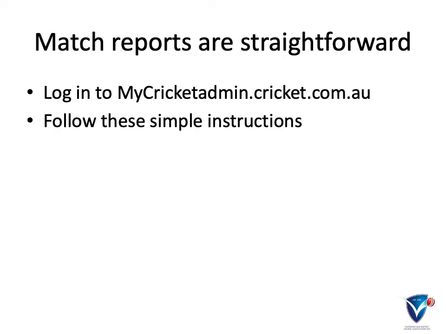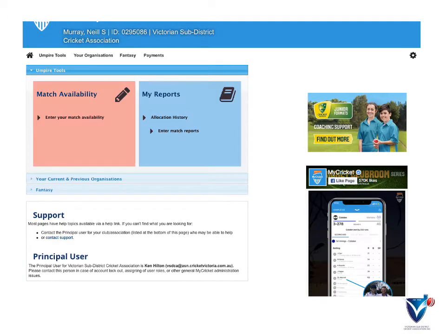It's very straightforward with just one proviso, that the place you locate the match report is at mycricketadmin.cricket.com.au. Sometimes umpires call and they've logged on to mycricket.com.au and they can't see where to put their reports in. That's not the site. The site you need to be on is mycricketadmin.cricket.com.au, and when you get there, it's all pretty straightforward.